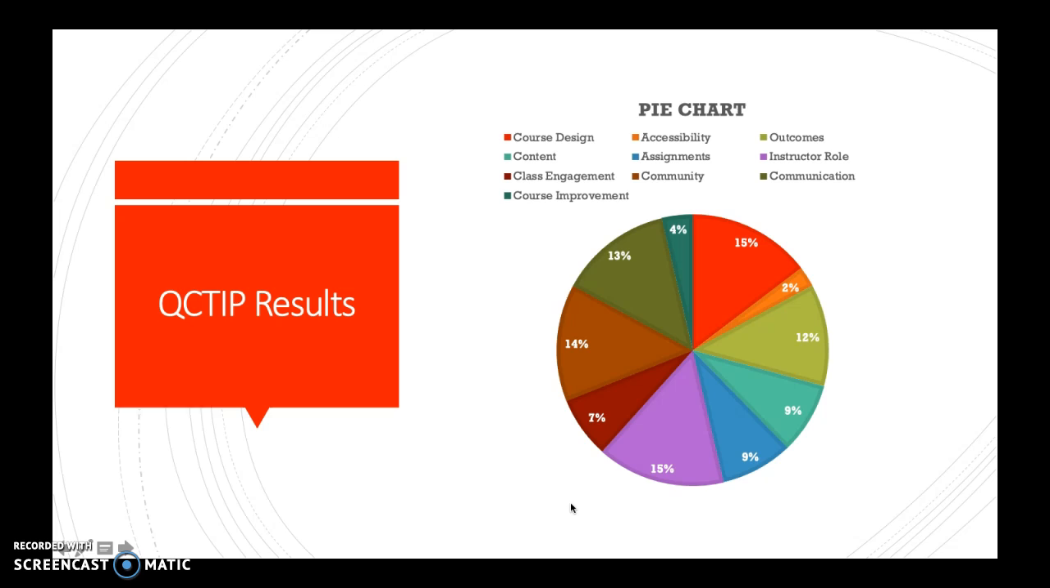So these are the results of the QCTIP pie chart. I made it into a pie chart, and it gives a breakdown of each of the sections. As you can see, the instructor role and course design were the two higher percentages. Course improvement and accessibility were some of the smaller percentages.